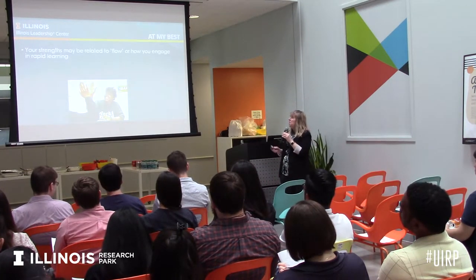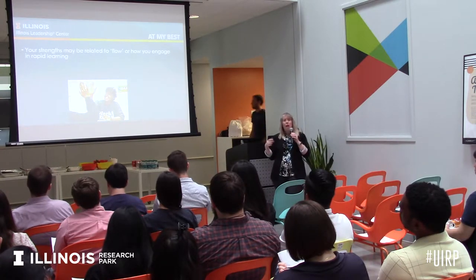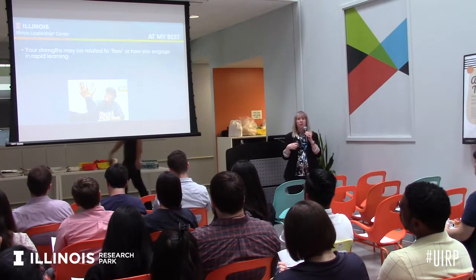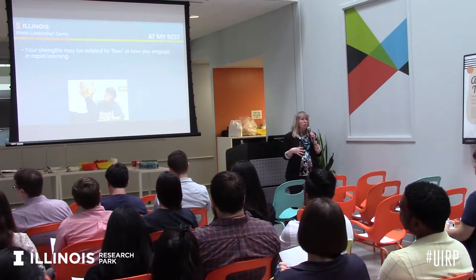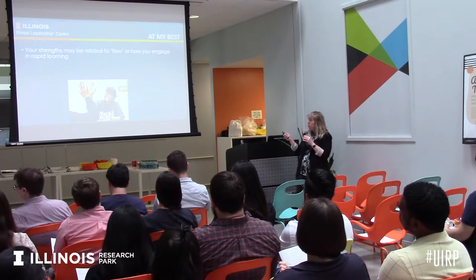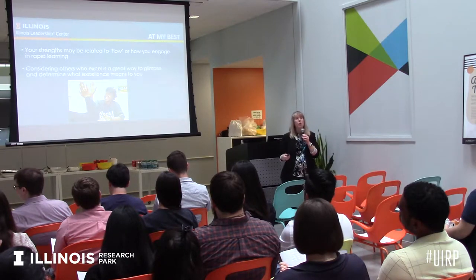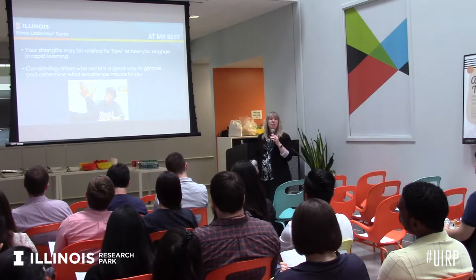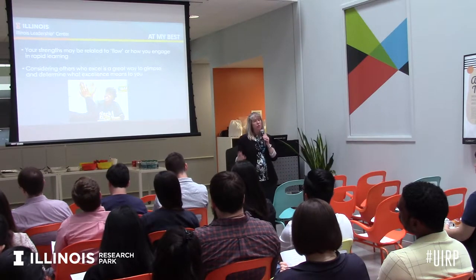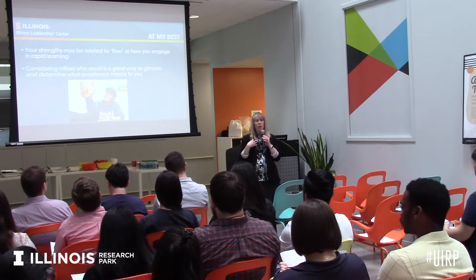All right, so take a minute to think about what you learn easily, what you're learning or doing where you maybe even lose track of time. That's a good indicator of what your flow is, where your strengths might lie. And another thing that you can do is to consider somebody else who is really strong and really excels at what they do, and that can help you see what is important to you.